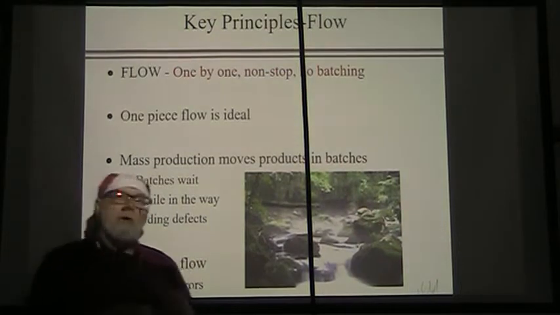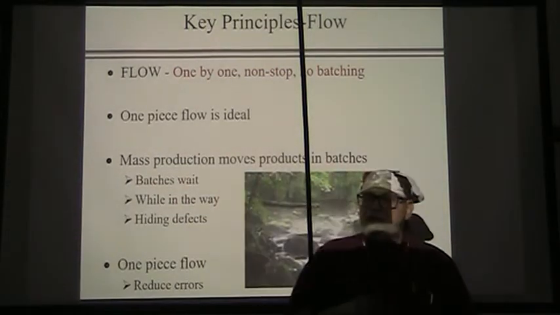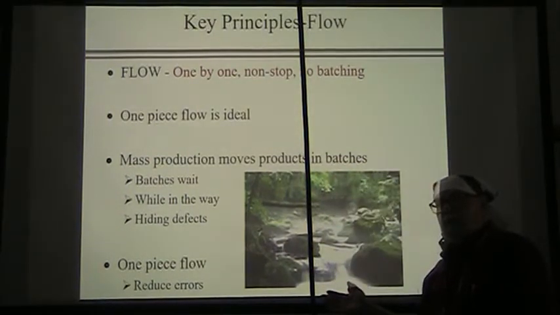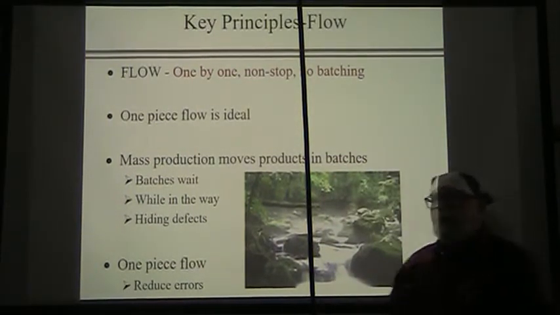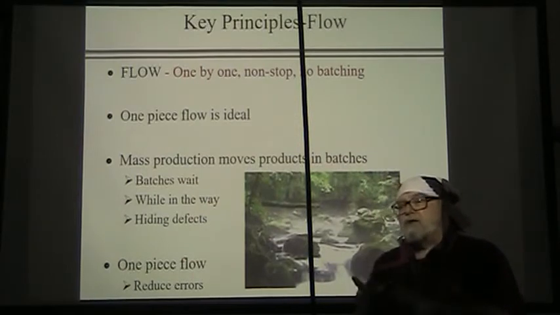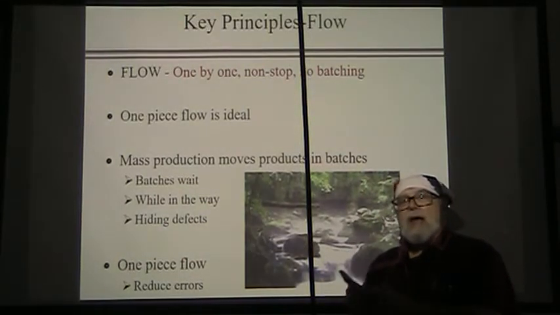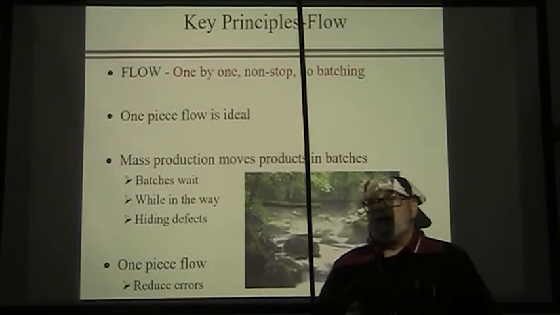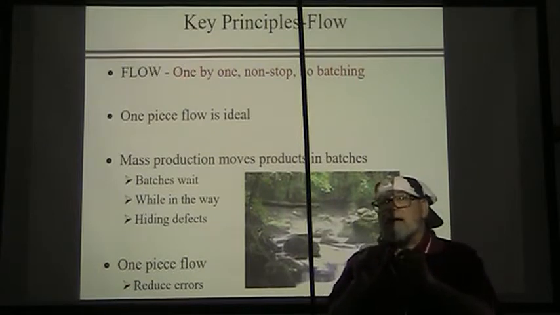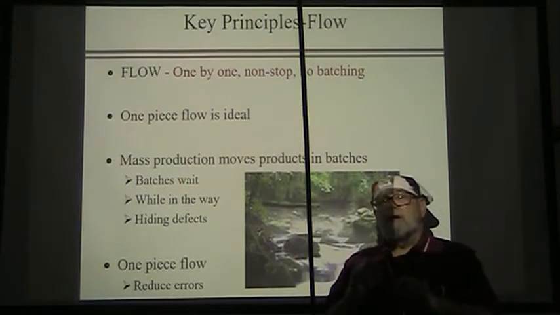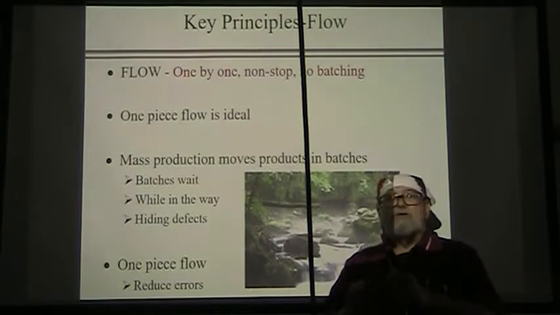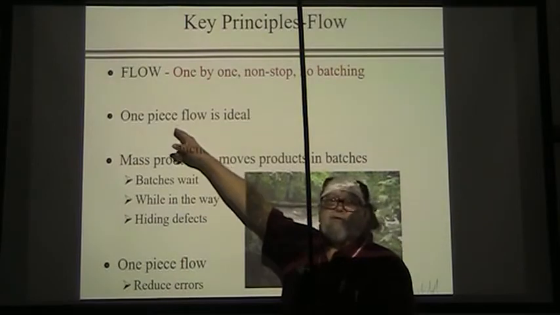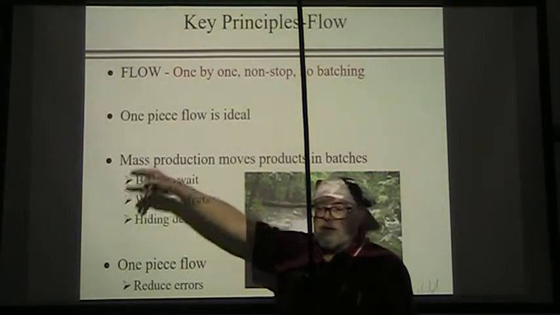All right, so in Lean, we like to illustrate the idea of flow with a picture of a river or a stream. Again, we want one-piece flow if we can get it. Now, sometimes that's hard to achieve because the parts we're making are so small, or the product is so small, it just doesn't work as well. But one-piece flow is always our ideal.